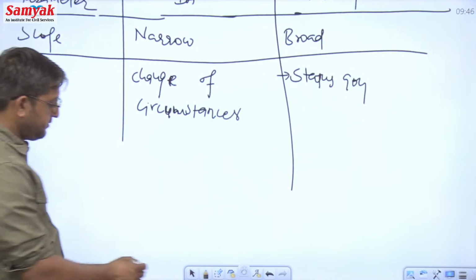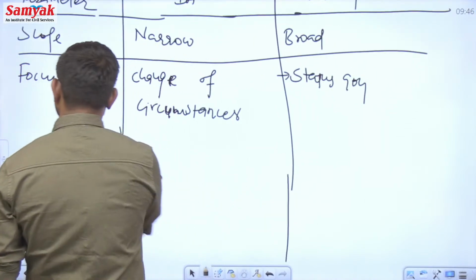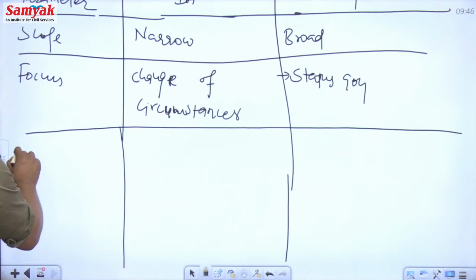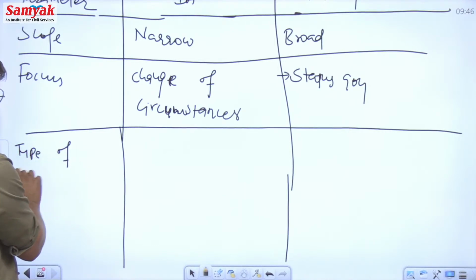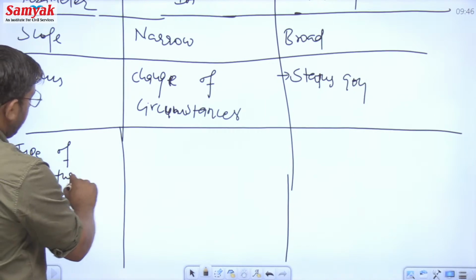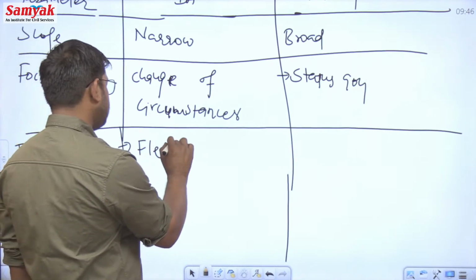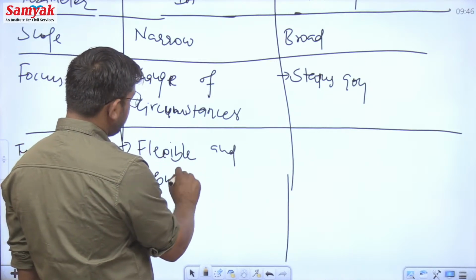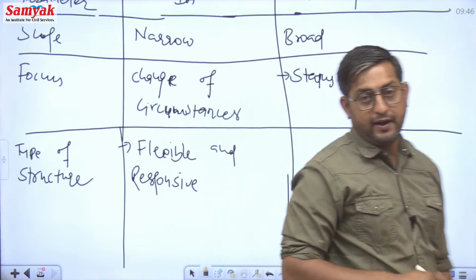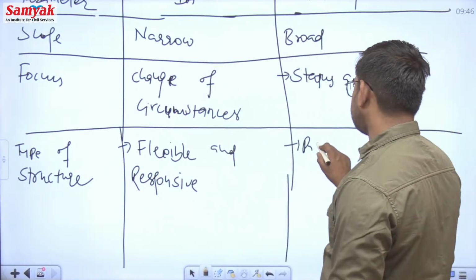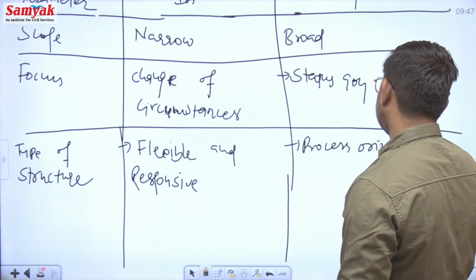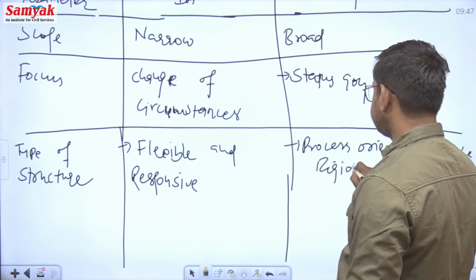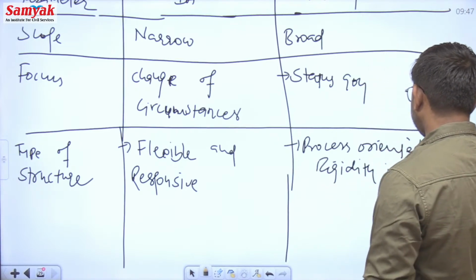Similarly, the type of structure or bureaucratic structure. Here the structure should be very flexible and responsive. Here basically it is goal oriented and not process oriented. And here we have the process oriented, structure oriented approach, hence rigidity in the structure. So we have rigidity in the structure.